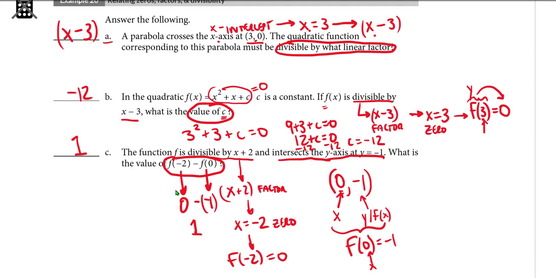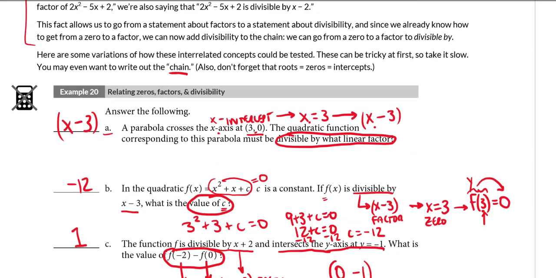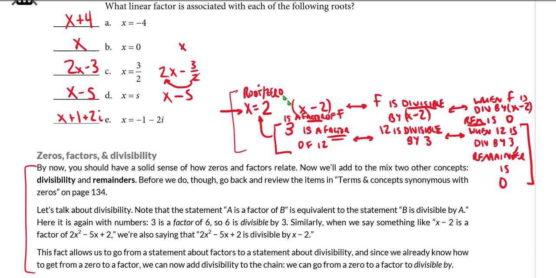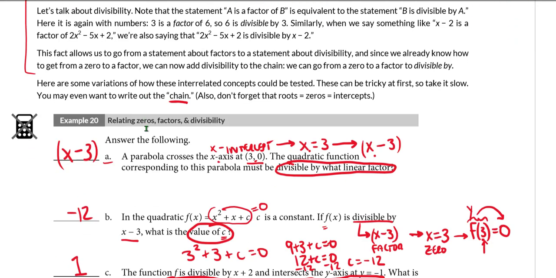So again, that is how zeros and x-intercepts and factors and divisibility and those terms all relate. And it really does help to make sure. You might even want to add the x-intercept to this chain up here. If our x-intercept is (2, 0), we know the root, we know a factor, we know what the function is divisible by, or at least one factor that the function is divisible by. We know that the remainder is 0. It really does help to make sure that you know all of the links in this chain. There are 4 or 5 of them that you should be aware of.